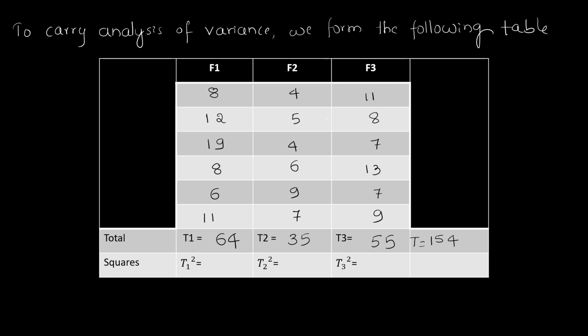Then square this. T1 square, 64 whole square, is 4096. Then T2 square, 1225. Then T3 square, 55 whole square, 3025. Now, this is the first step. After this, we need to write down the sum of squares.